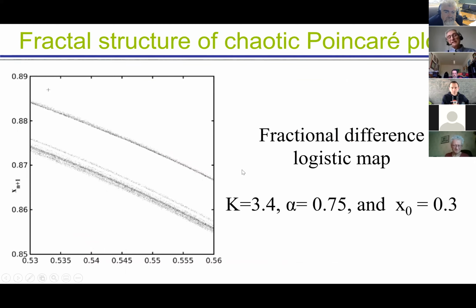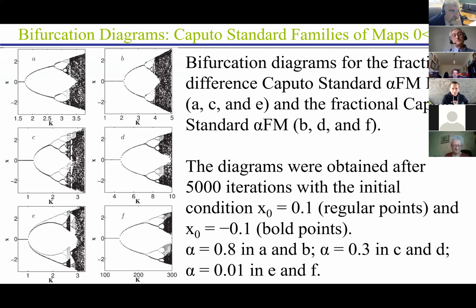So now we have instruments to investigate regular motion solutions of difference maps, asymptotic behavior of regular maps and chaotic maps. Now, those are examples of bifurcation diagrams for fractional systems.